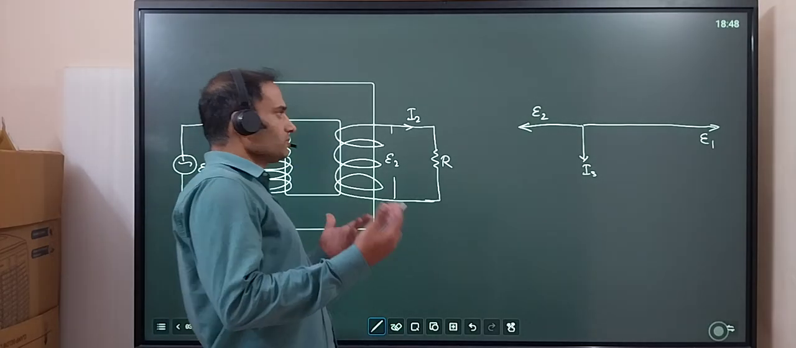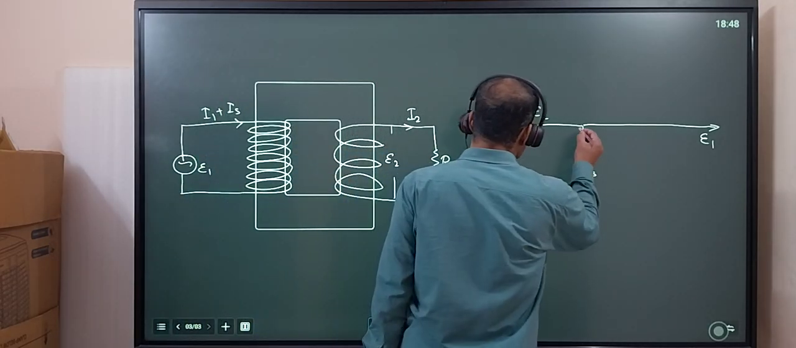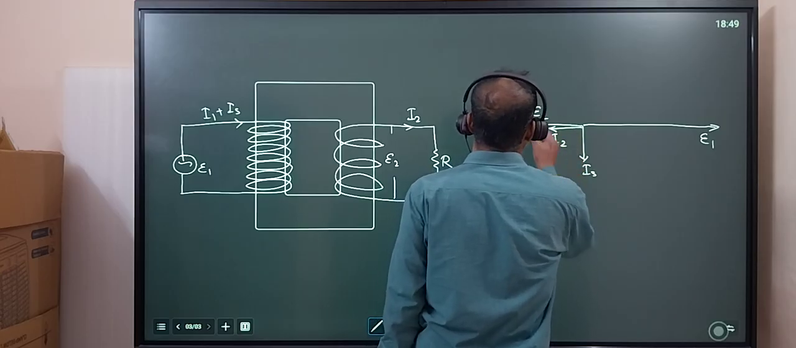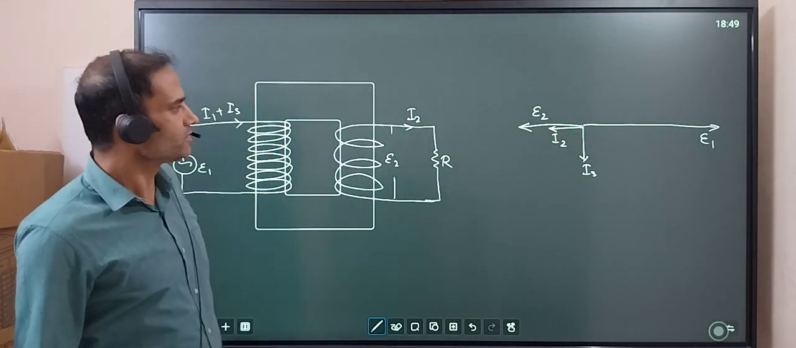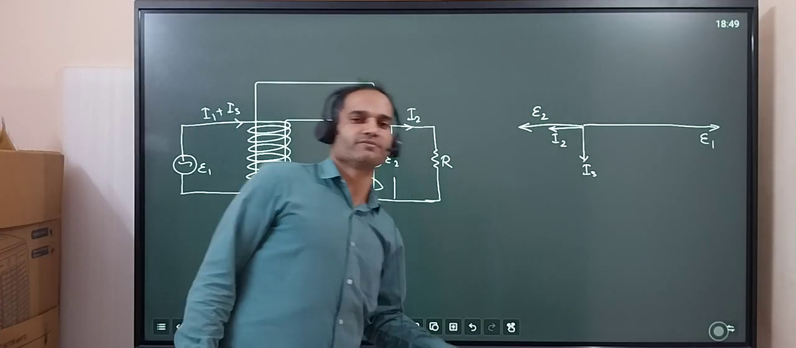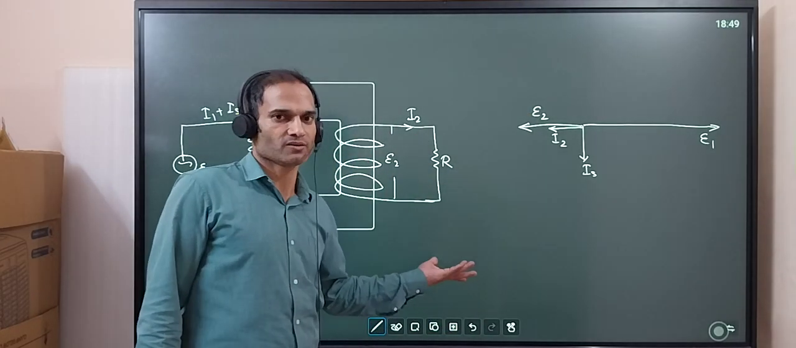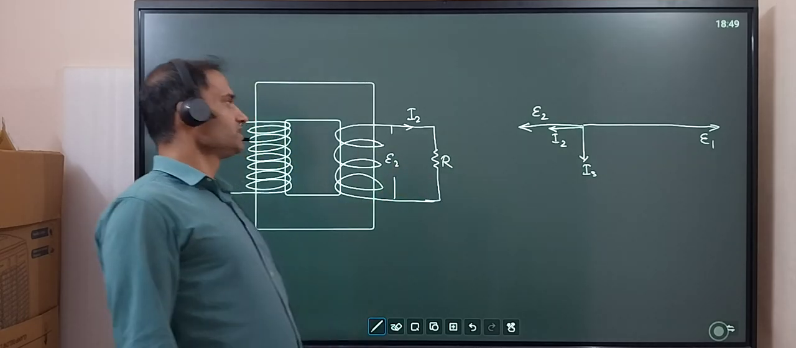But what I want to say, I2 will be in phase with E1. E2 and I2 will be in phase, because this is the resistance.